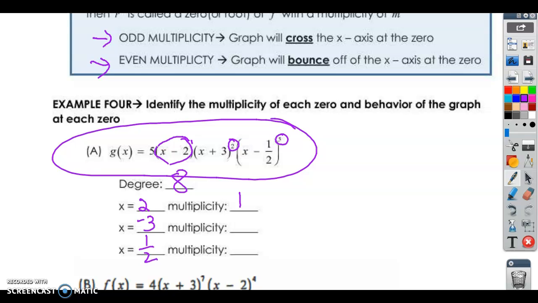I have 2 zeros at x equals -3. So right there, that is going to be a bounce. So if I had to draw my graph, I would know whichever direction it's coming from, at x equals -3, it's going to touch the graph and then turn around. Okay? And then at x equals 1/2, I'm going to have 5 there.